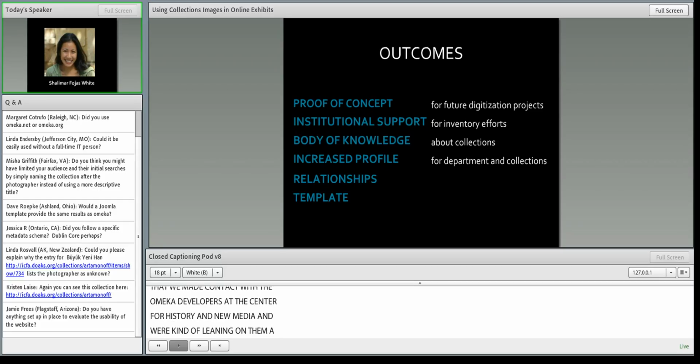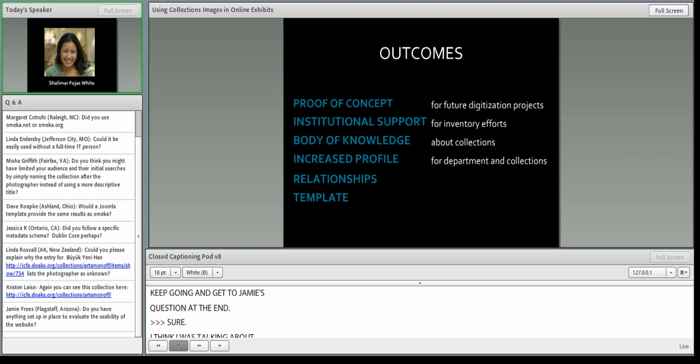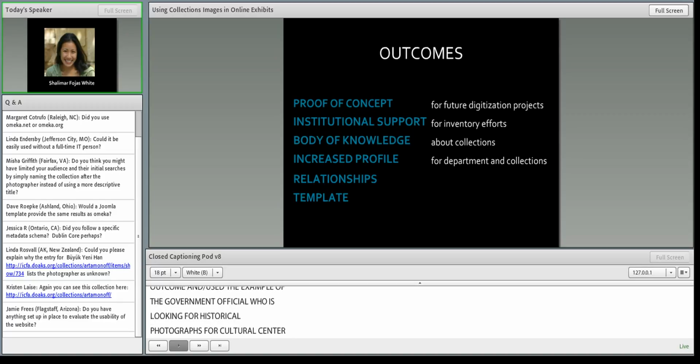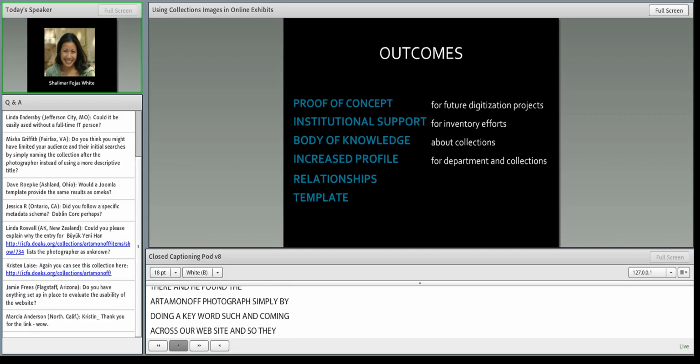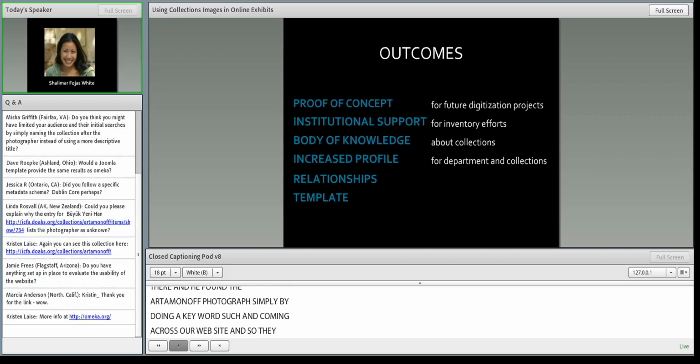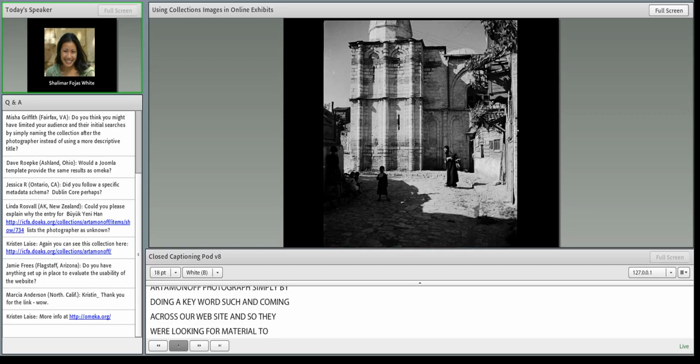Sure, yeah. Okay, so I think I was talking about outcomes. I just used the example of the government official in Ephesus who was looking for historical photographs for their new cultural center there. And he had found the Artamonoff photograph simply by doing a keyword search for Ephesus and coming across our website. They were looking for material to illustrate some wall panels that they were putting up in the new cultural center.